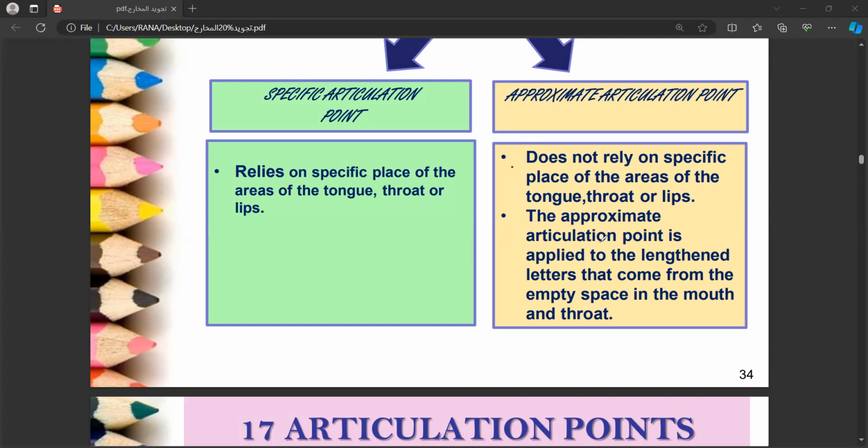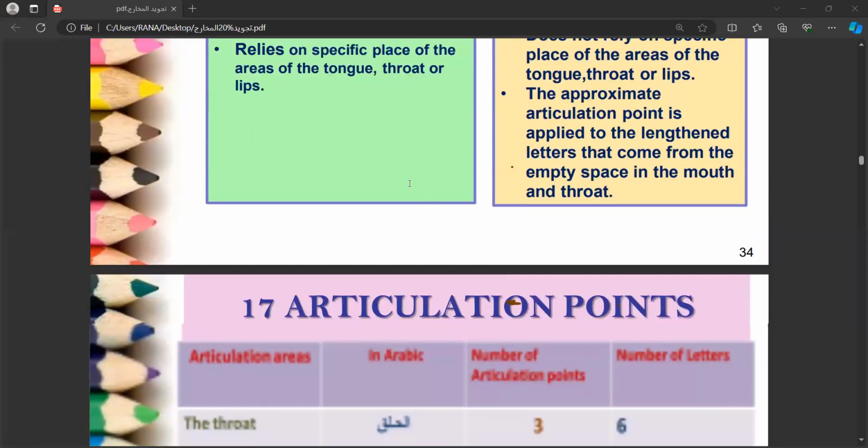The approximate articulation point is applied to the lengthened letters that come from the empty space in the mouth and throat. The empty space in the mouth and throat is الجوف. So we have 2 types. Specific, they are 3: tongue, throat, lips. And approximate: nasal cavity and الجوف.